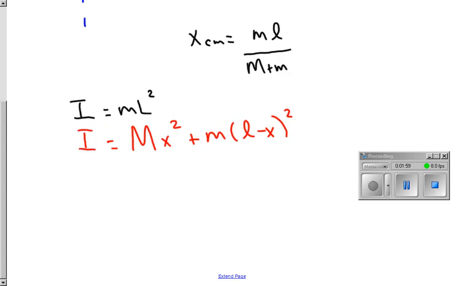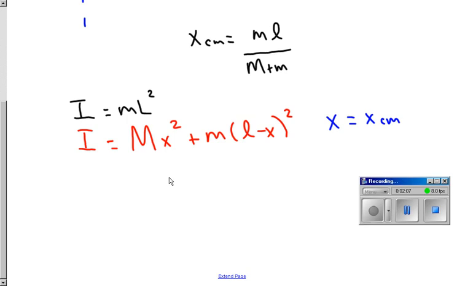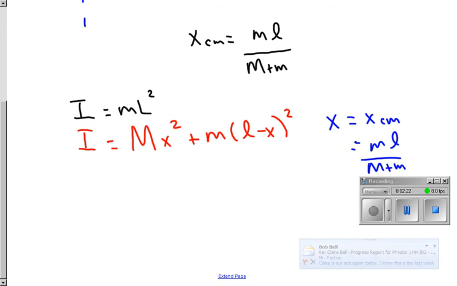Now this is an expression for a moment of inertia of our object when we rotate around some fixed point x, and we're trying to prove that x should equal our x of the center of mass. That is, that whatever position we pick to rotate around, this is at a minimum when our x is equal to, in fact, mL over capital M plus lowercase m. So mL over the sum of masses.